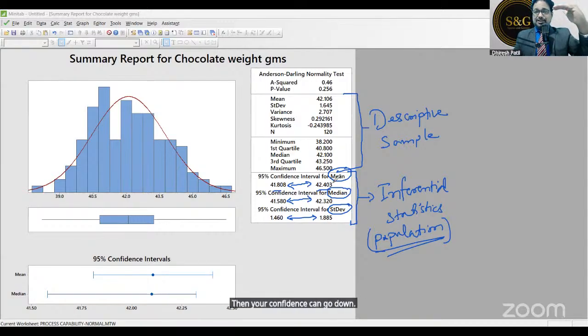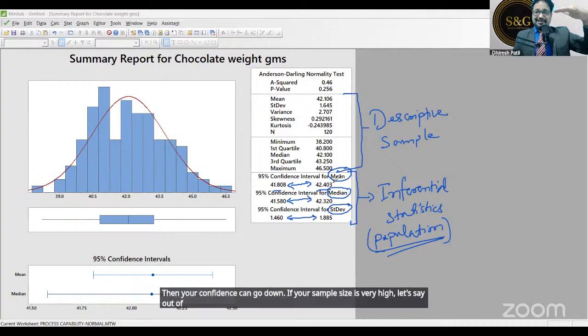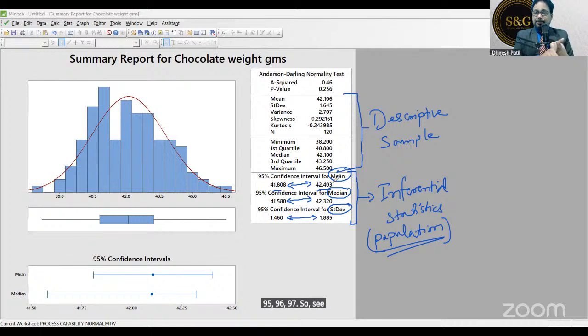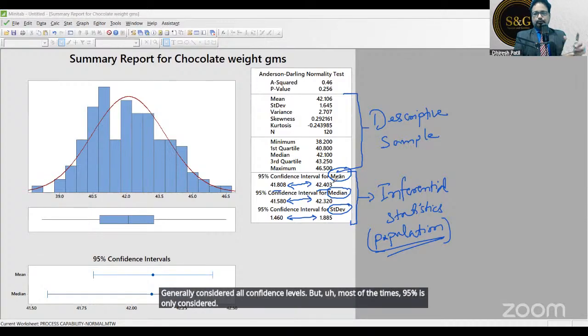If your sample size is very high, let's say out of 100, you check 75, then you can consider 95, 96, 97. So see, generally 90%, 95%, 99% are generally considered confidence levels. But most of the times 95% is only considered. Okay, most of the times.